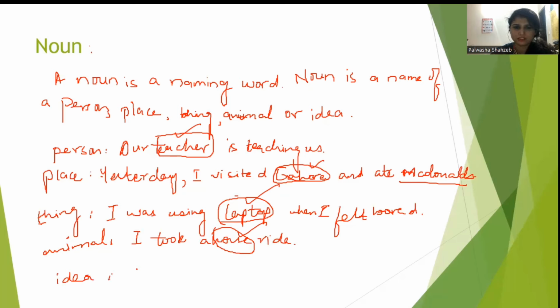Any idea? Abstract or concrete? Miss, may I? I saw an enormous lion when I went to Safari Zoo. So lion is the name of an animal. Of course, it's going to be a noun.